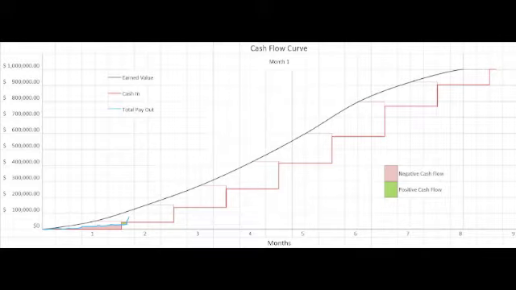If you notice, after the 45-day pay period, the blue line will quickly jump up. This is because after this 45 days, we have received our money from the owners, and now we are capable of paying our subcontractors, payments for materials, and any other payments for self-performed work.